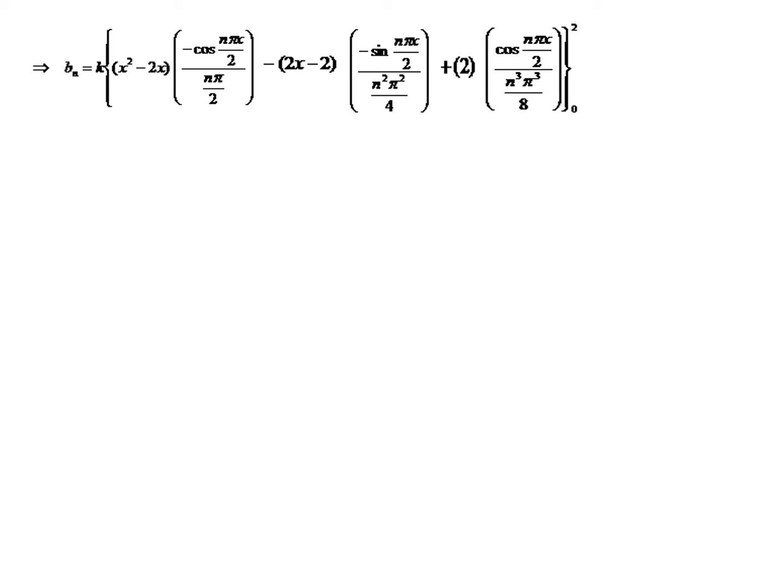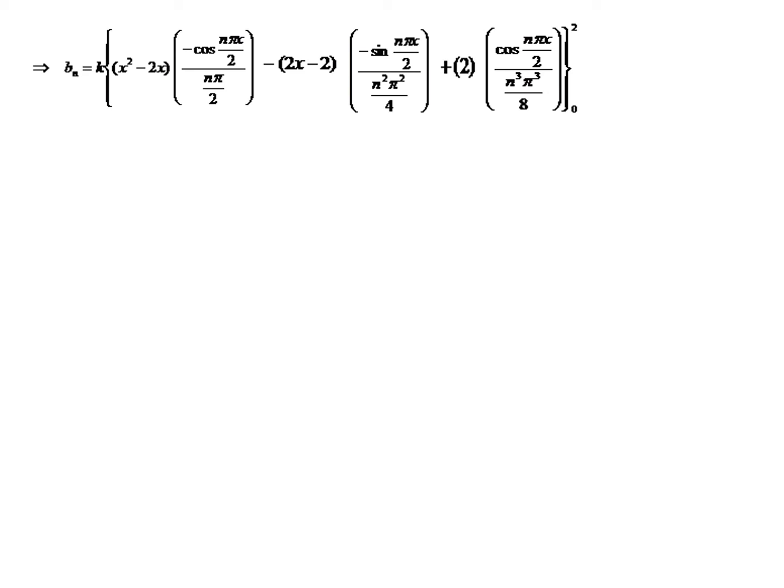Now the integration is over because we have got a constant. In the next step, when we differentiate the first term, here the first term is 2. When we differentiate that 2, we will get 0. So this is the end of the integration. Now we will proceed further to apply the limit.